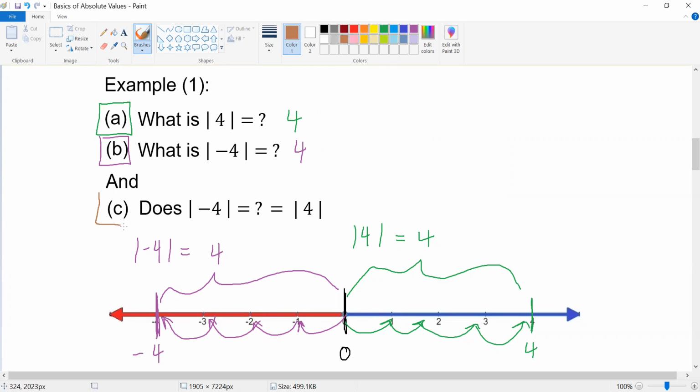And lastly, it's asking, does the absolute value of negative 4 equal the absolute value of positive 4? Yeah, it does, because they're both the same distance from 0.